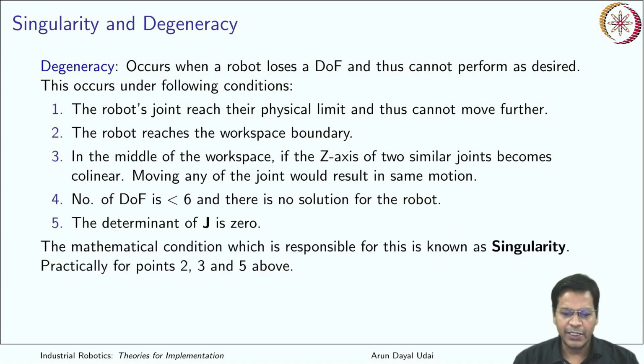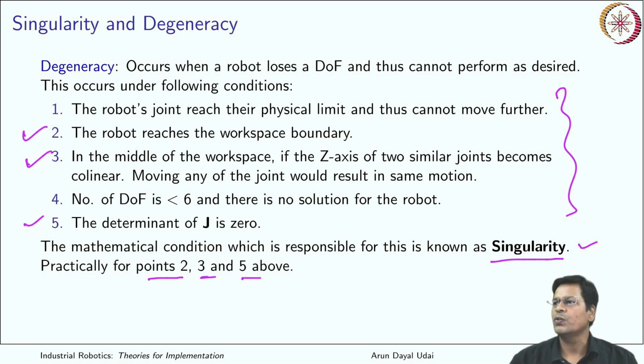The mathematical condition which is responsible for this is known as singularity. The condition that you saw, which is not allowing you to take the Jacobian inverse, is what singularity is. Practically, for points number 2, 3 and 5, you see they are singularities, whereas degeneracy is when all these conditions lead to a degenerate robot. Effectively, only these are when the determinant of J is 0.